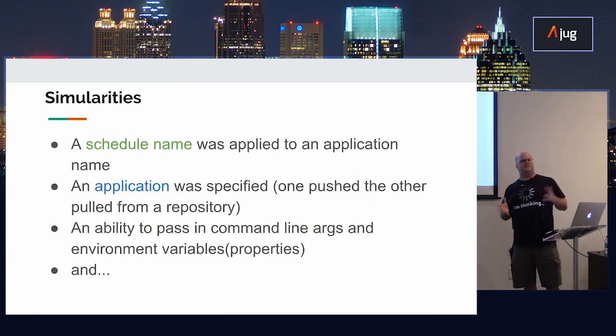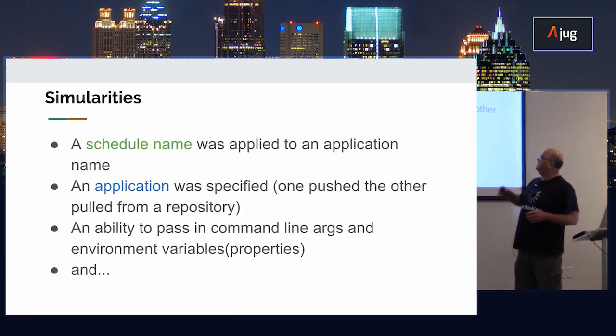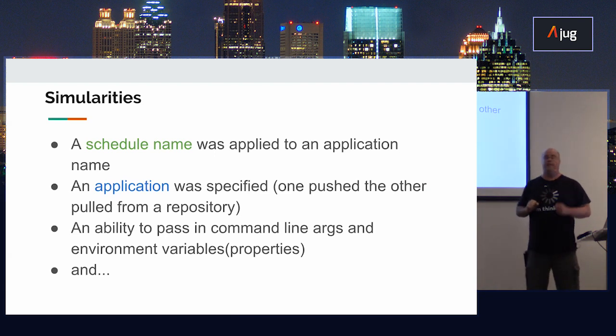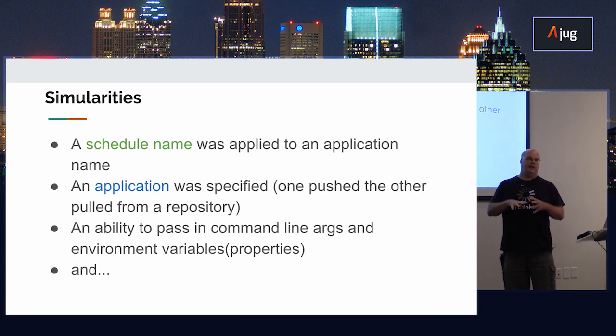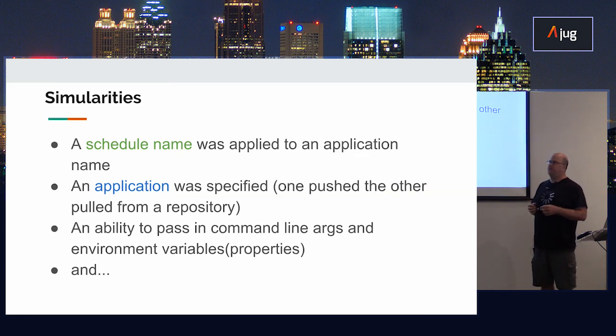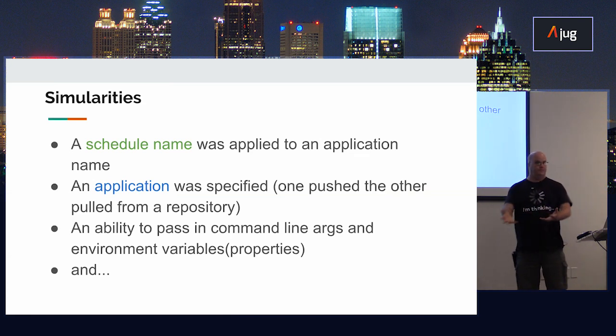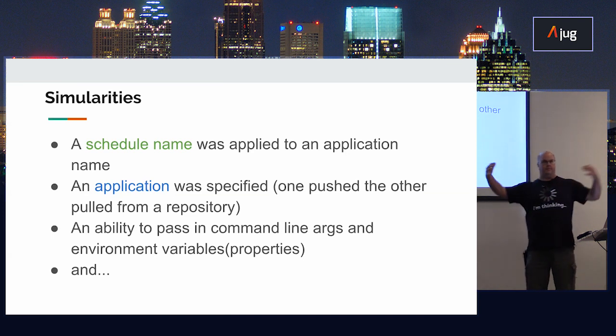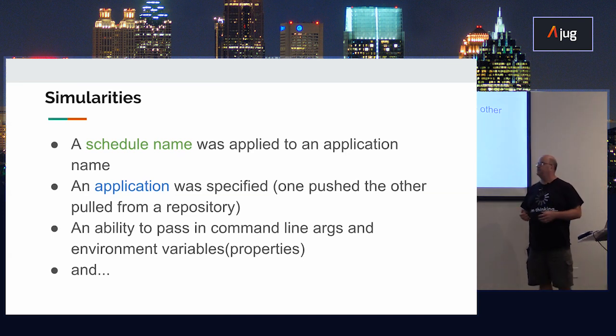So what are the similarities between these two? The similarities are you have to specify a schedule name. You want to specify the application, and you are going to pull from one of two repositories. One is going to be Docker, and in the other case, we're going to show you a little bit later on, we're going to use Maven Central, actually pull a jar from Maven Central. So you've got to be able to pull that application in so that it can actually be run.